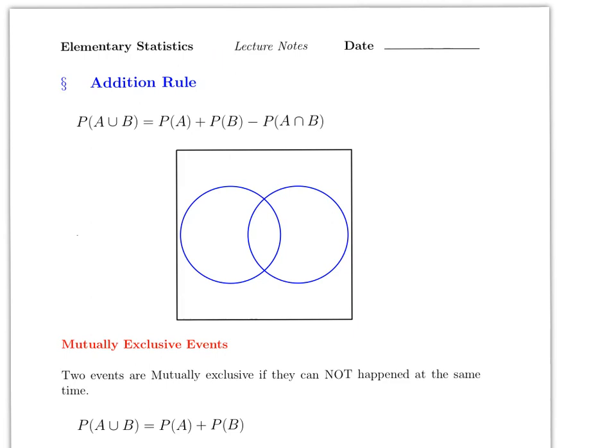Hello everyone. In this video we will cover section 4.2, the addition rule of probability. This is the formula that we will be using. So let's see what each element means. The happy face means OR. This side is telling you what is the probability that A will happen or B will happen.